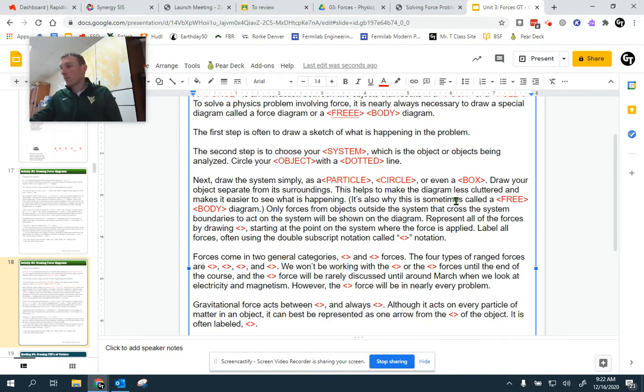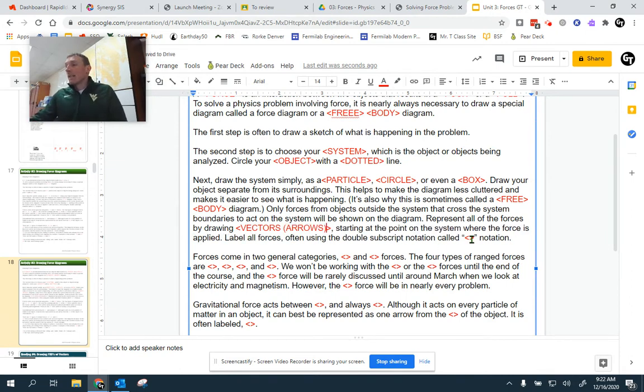It's separate from everything else. All right, only forces from objects outside the system that cross the system boundaries to act on the system will be shown on the diagram. Represent all forces by drawing vectors. Vectors, those are just arrows, right?